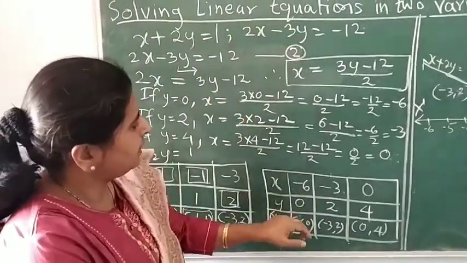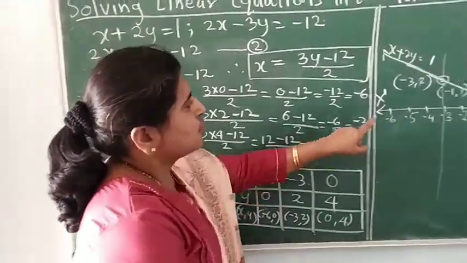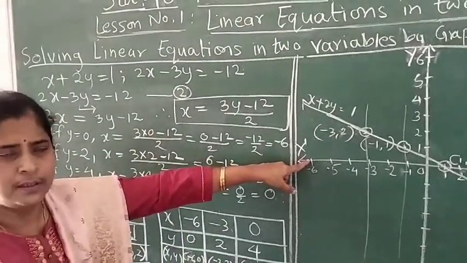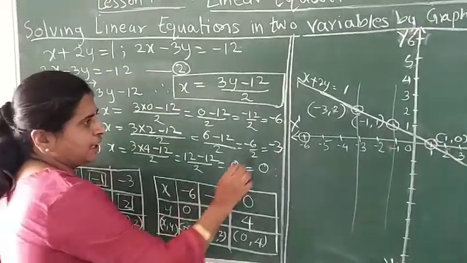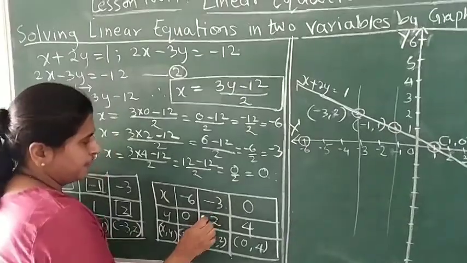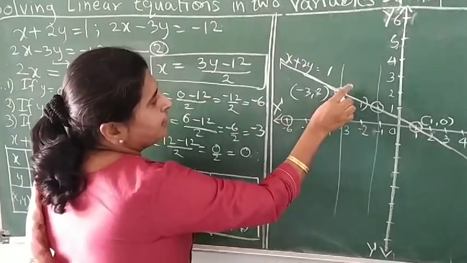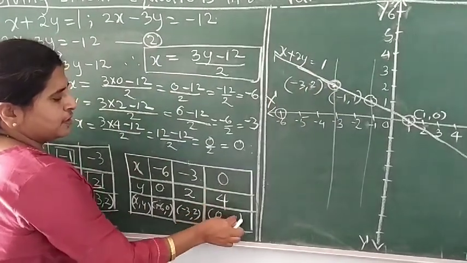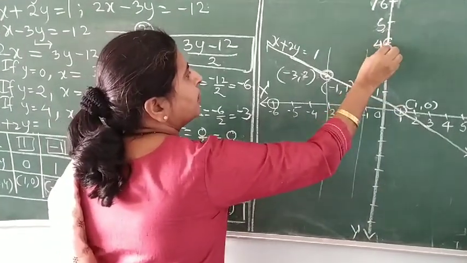Now, as here we are solving, let's plot this point. x is minus 6 and y is 0. So on the x-axis, minus 6 is here. As the y coordinate is 0, it will be on the same x-axis. So this point is minus 6, 0. Now minus 3 comma 2, minus 3 here, minus 3, 2. We have already this point, and 0 comma 4, x is 0 here, and y is 4: 1, 2, 3, 4.